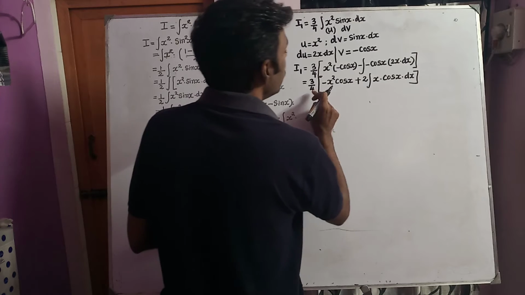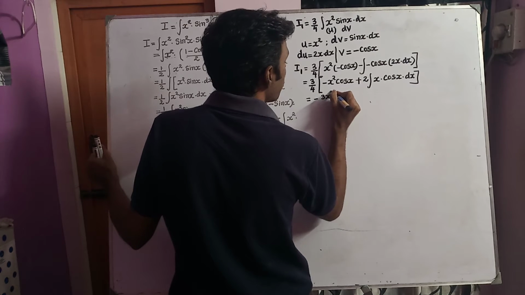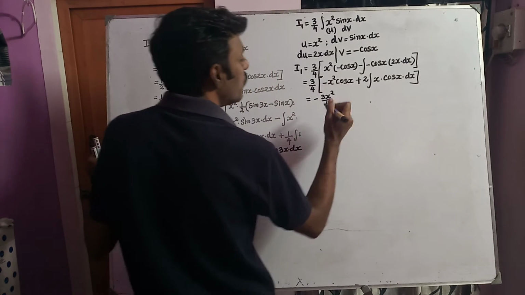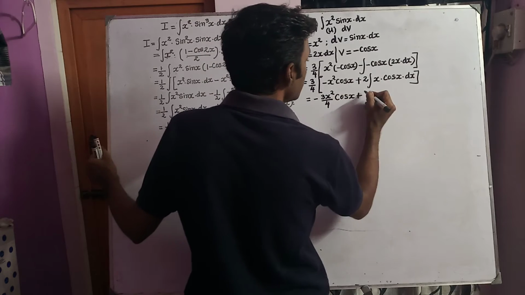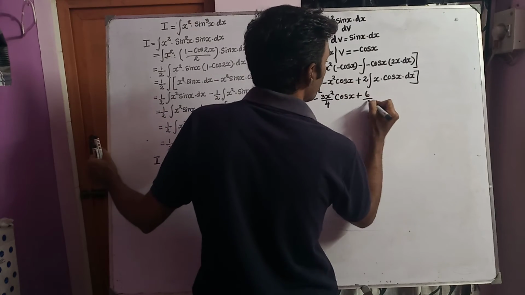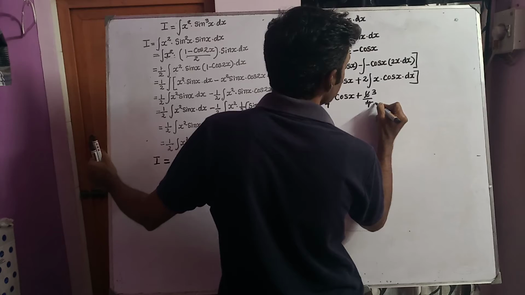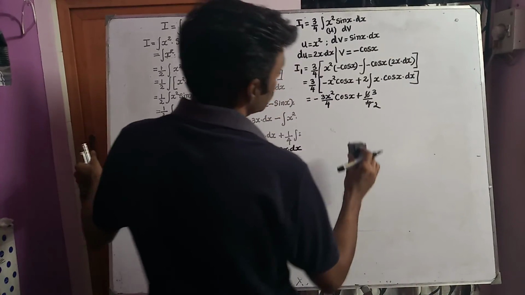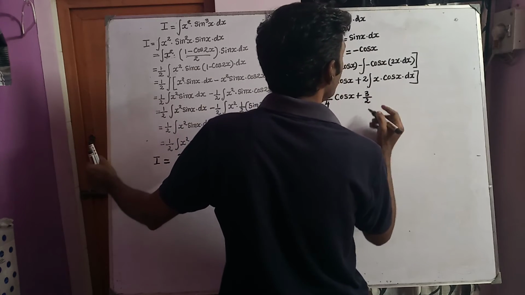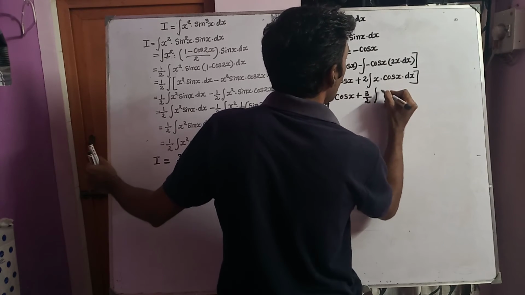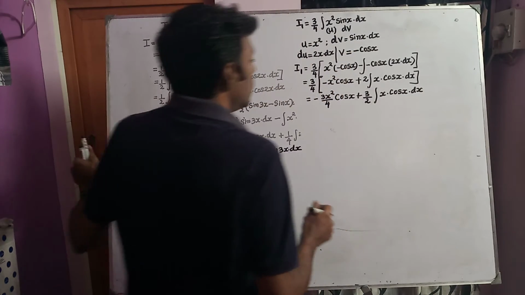So now I am going to multiply with 3 by 4. So if I multiply, it will become minus 3x squared by 4 into cos x, plus 2 3s are 6 divided by 4. 2 3s are 6, 2 2s are 4, so I'll put it as 3 divided by 2 into integral of x into cos x into dx. So this is the value of I1.